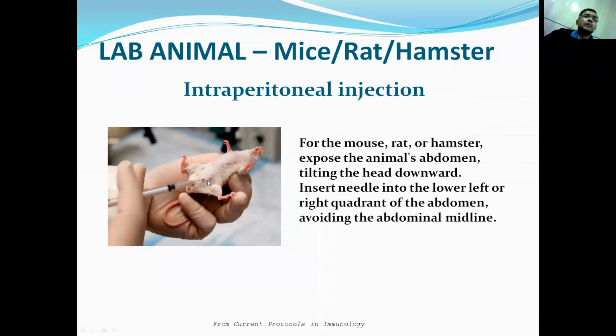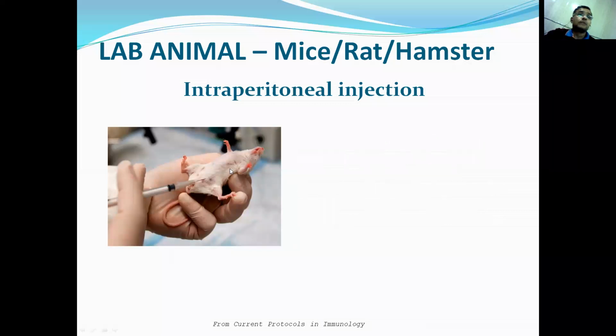Slightly away from the midline, you have to inoculate your drug, and it must be done in such a way that it cannot pierce any organ of the abdomen. You can easily feel, once you pierce the needle, that it is going inside the intraperitoneum. This route is generally used for harvesting of monoclonal antibody. So when you require bulk harvesting of monoclonal antibody, this particular route is used for production of these antibodies.